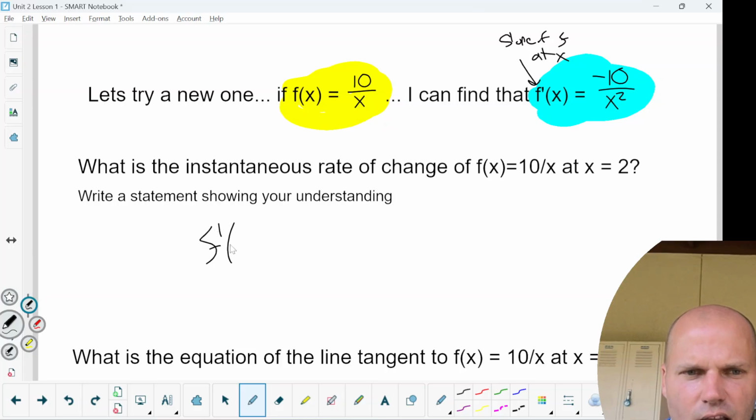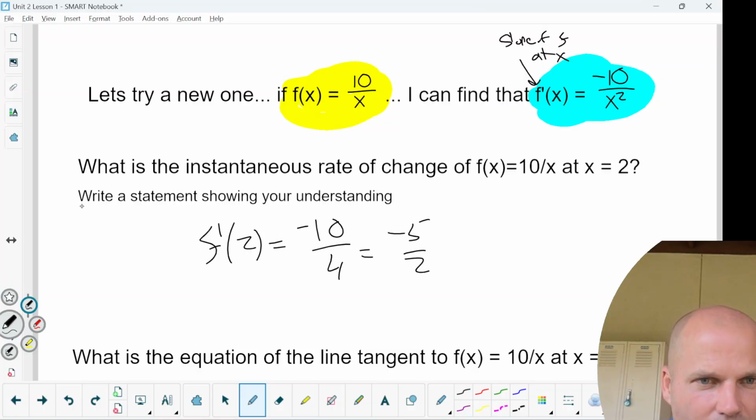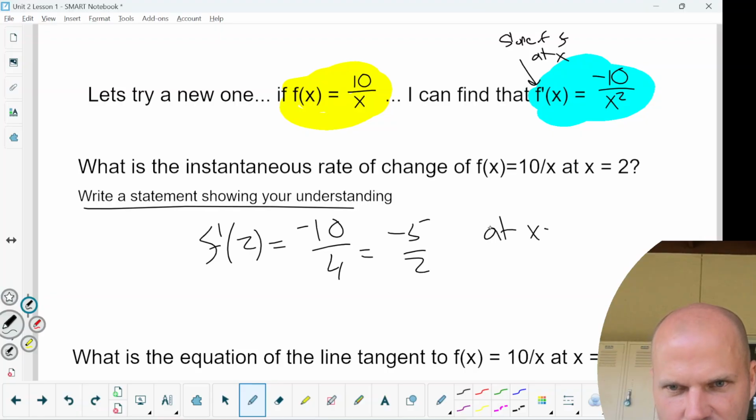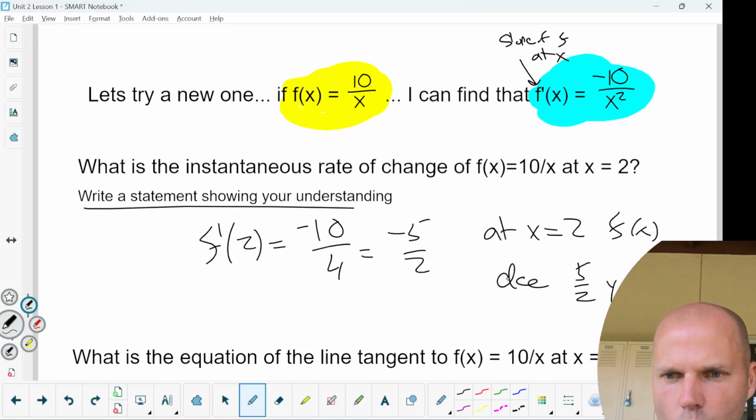I can just plug in and find the slope of f at 2. And I get negative 10/4, which is negative 5/2. What's my statement? At x equals 2, not on average, at x equals 2, f of x is decreasing 5/2 of a y per x. Cool.